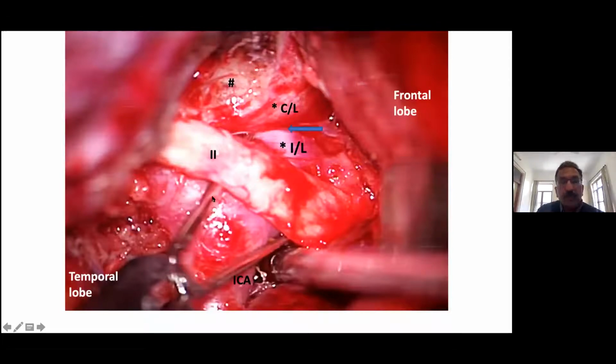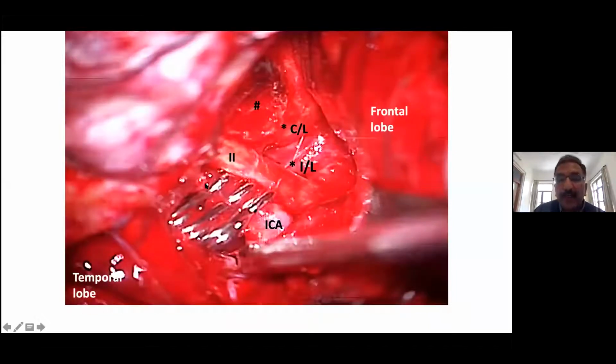So the first clip was applied, a fenestrated clip, which was preserving the lumen of the ICA in the fenestration and taking the neck of the ipsilateral aneurysm. This is the contralateral aneurysm, and this is the drilled planum sphenoidale.